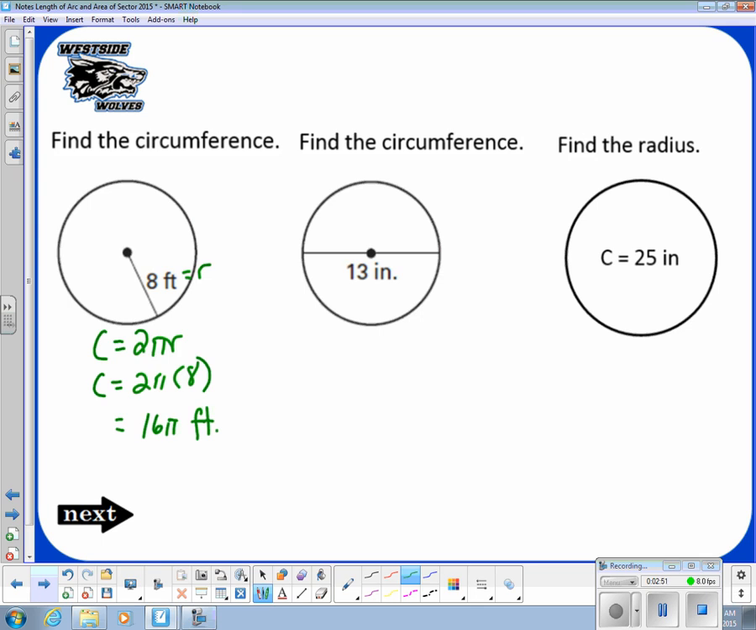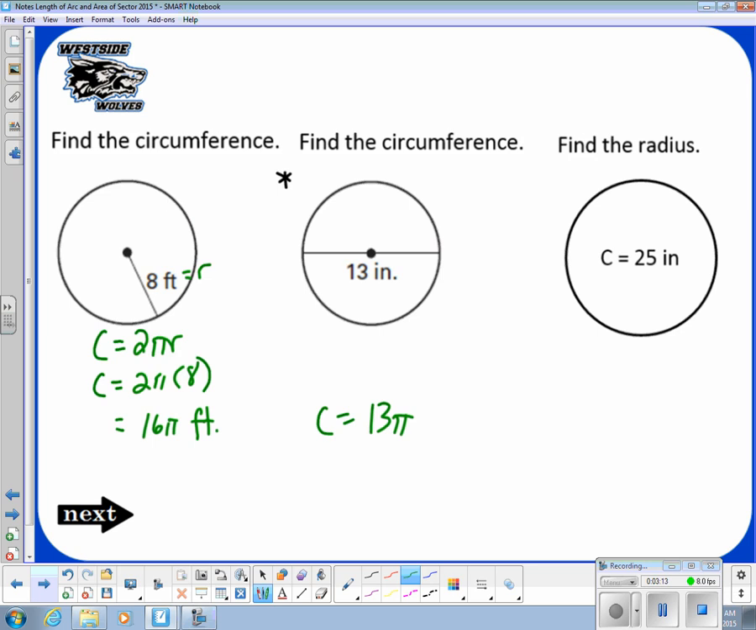All right, so I want you to do this one right here. Pause the video, do that one real quick, and then turn the video back on when you're ready to check your answer. All right, so for circumference for this one, it's just going to be 13 pi because they gave you the diameter.